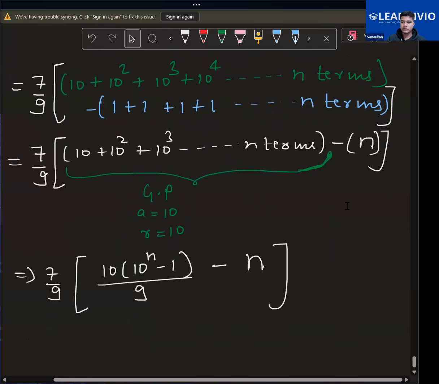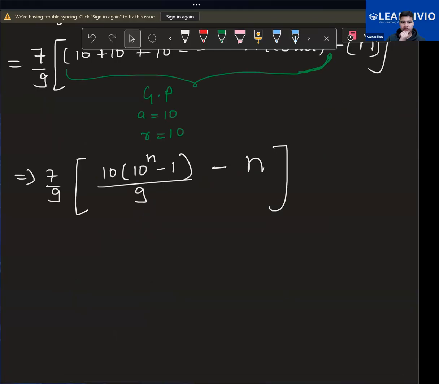The rest is okay, I guess. You have to apply the formula and solve, and after that, you will get this. This is your final answer. Any doubt? No, sir. All clear? Yes, sir. Okay, let's move to question number 11.